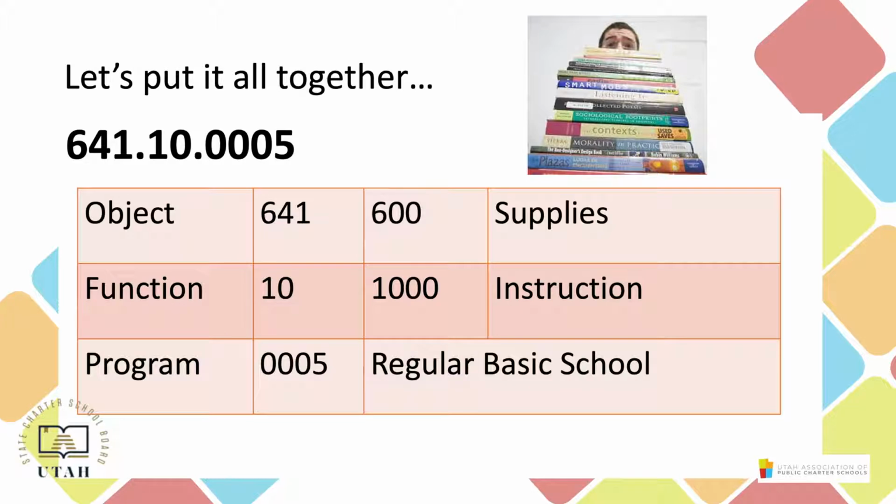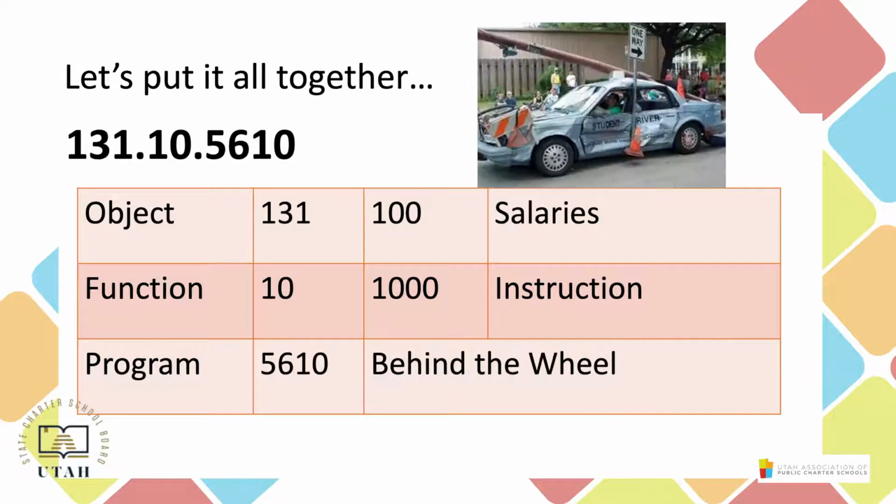One final example, the driver's ed teacher submits a time card for behind the wheel instruction. The business manager codes the payroll to 131.10.5610. I am sure you're already seeing 131 as the object for salaries paid to the licensed teachers, 10 is the function for instruction, and 5610 is the state designated program for behind the wheel. Very good. Can you see how program accounting makes your data accounting so rich?